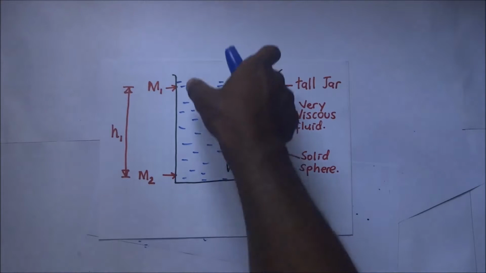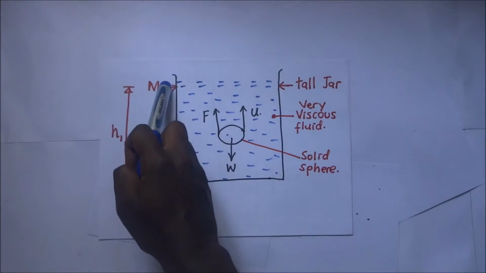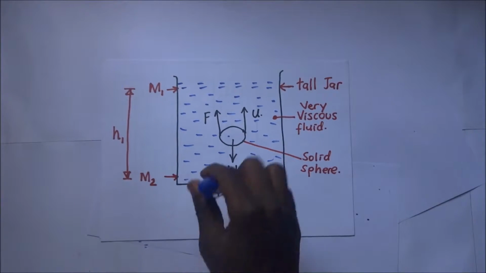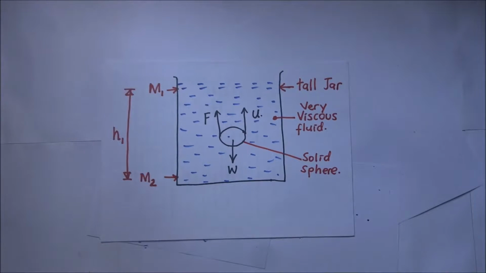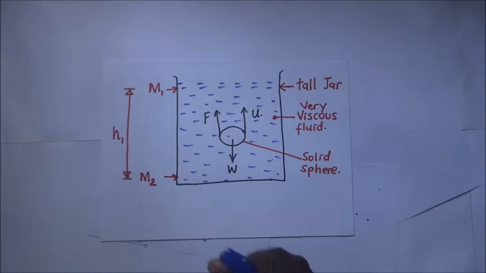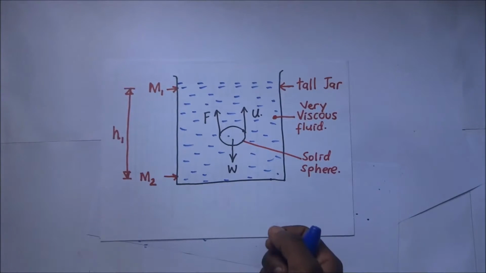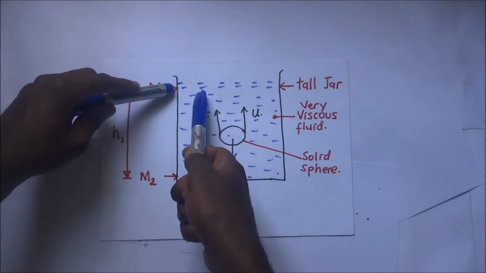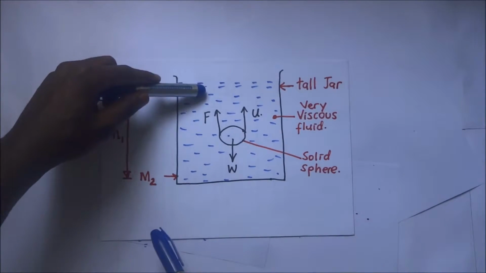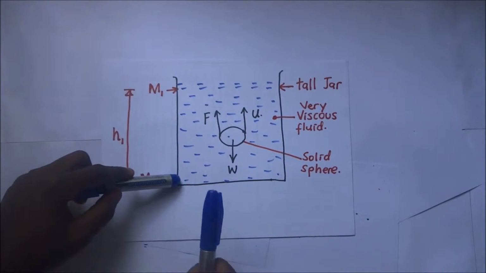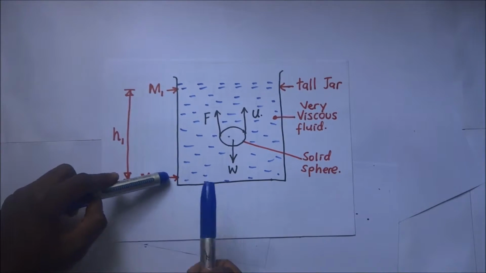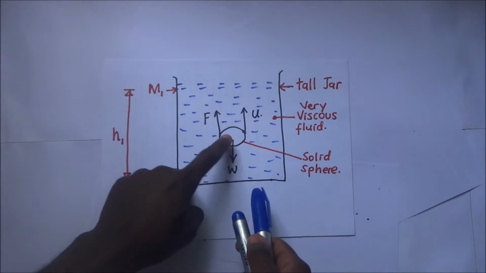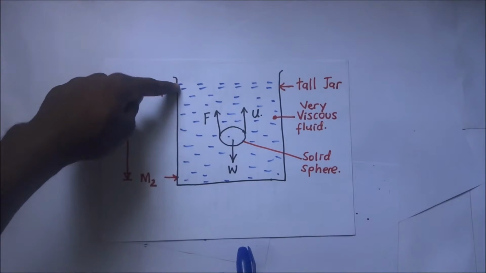And as it is dropping down, you take note of when it passes the mark M1 up to when it reaches mark M2. As it's falling through, you probably have a stop clock. When it goes just past M1, you start your stop clock. Then as it goes past M2, you stop your stop clock, and then you take note of the time that has been taken for this solid sphere to fall from M1 to M2.